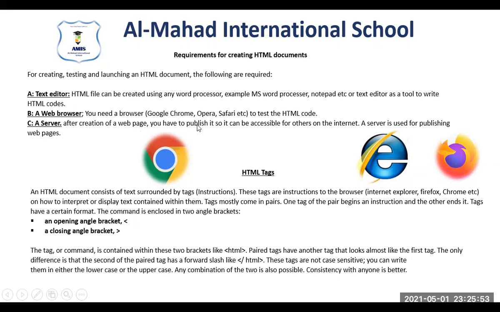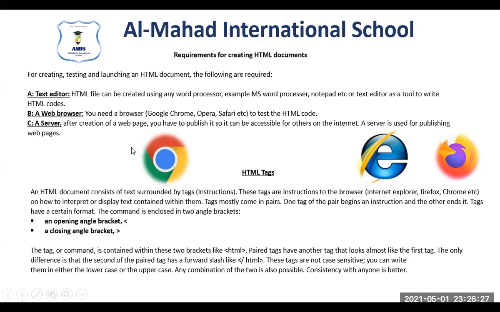After creation of a page, we have to publish it. Unless you publish it, it cannot be visible to anyone in the world. You can view it because you define pages and files on your PC, in your computer, but if you want other people to access your web page, you have to publish it. That's why we need a server to publish it, and we need to buy a domain and host, and then we can publish to a server, and then it will be visible to everyone.